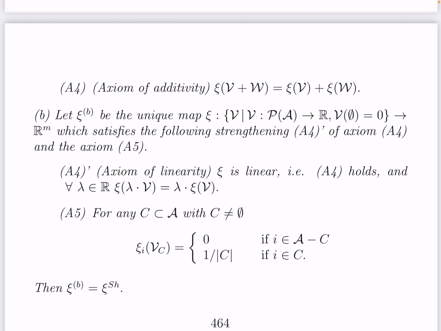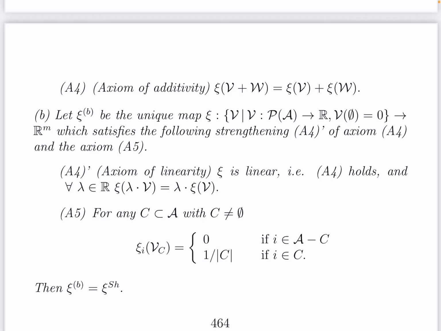Part B gives an equivalent characterization. More precisely, here we consider another unique map, xi upper index B, which is defined by its values on the basis of the vector space of all coalition valuations and by linearity. So this is linear algebra. If we have any linear map from some vector space to some other vector space, it is sufficient to give its values on the basis, then it extends uniquely by linearity. So here we have the axiom of linearity, which is a bit stronger than the axiom of additivity. I call it A4 prime. And we have the second axiom, A5, which gives the values on the basis.